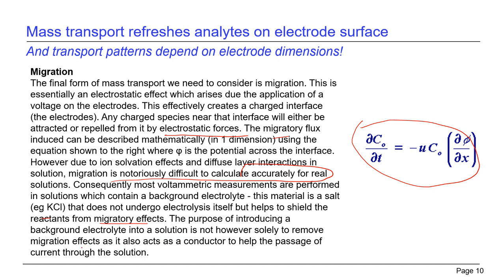So this is a case where migration is a real issue, and you introduce the conductor, but it has multiple purposes. One, it can reduce migration, but it can also obviously facilitate the passage of current through the solution, and that's one of the things we'll be measuring.